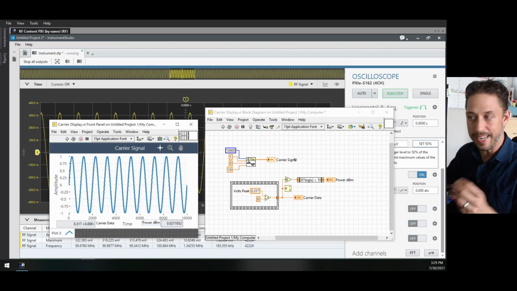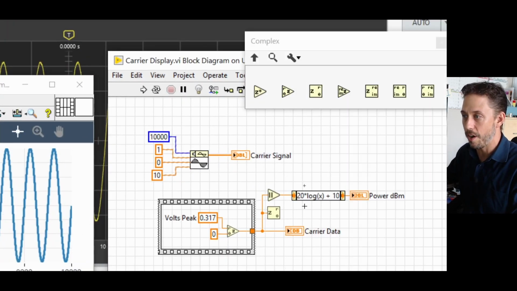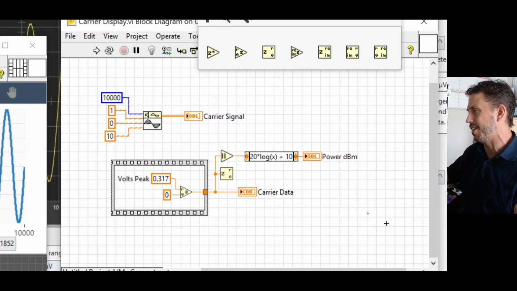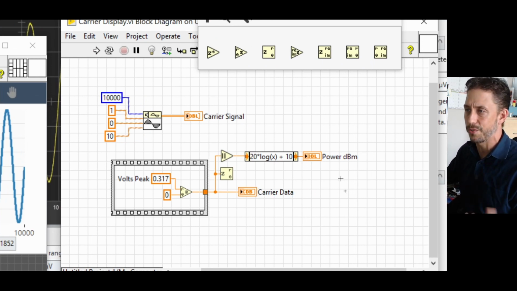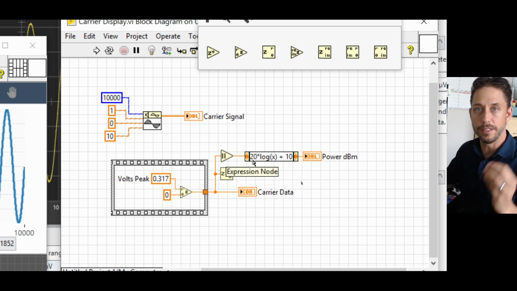And that's so key. That's such an important distinction because so many people get caught up on very, very large diagrams of breaking out real and imaginary and figuring out what to do in the transforms, when really, heck, you don't even need the complex palette. You just do an absolute value. This gets you volts peak, 20 log x plus 10, and you've got your power without any muss, without any fuss.